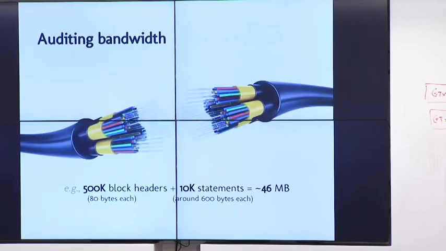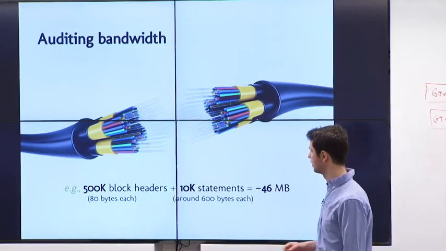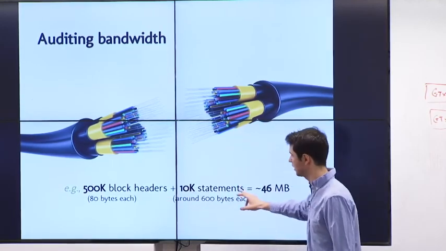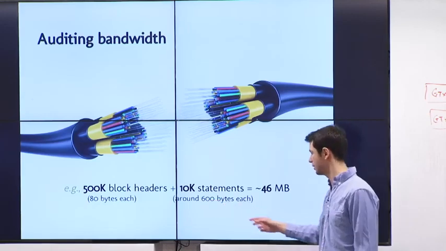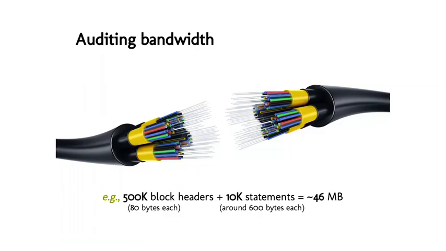So the bandwidth is actually very small. Suppose we have 500K block headers. I think Bitcoin has a bit more right now, which are 80 bytes each. And we have 10,000 statements in this log, which are 600 bytes each, then we only need to download 46 megabytes, right? What's the other way of doing it? You have to download hundreds of gigabytes.